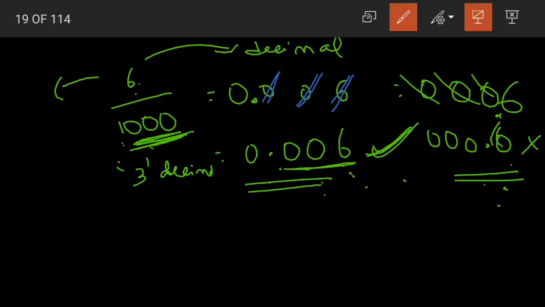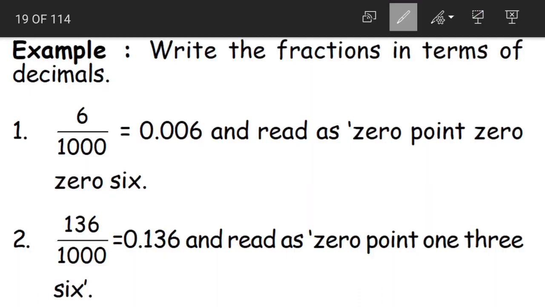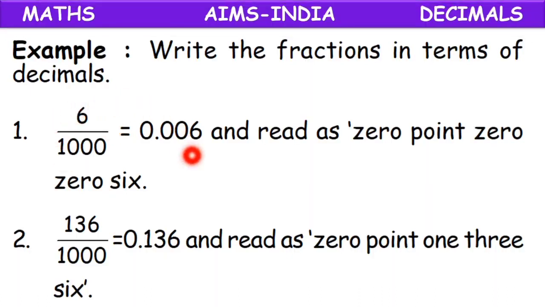Understood? If you get confused in the exam whether this is correct or this is correct, that is, whether we have to place the decimal point after counting digits from the right or from the left, you do both and check which is having the number of decimal places equal to the number of zeros in the denominator. So 0.006 becomes our correct answer. 6 by 1000 is equal to 0.006, and read as zero point zero zero six.